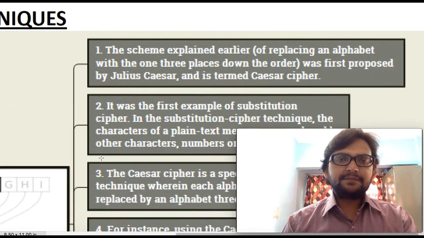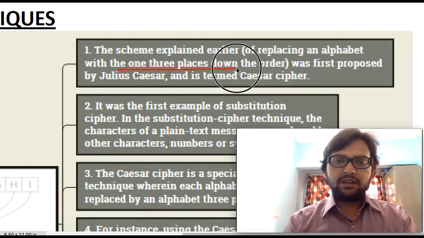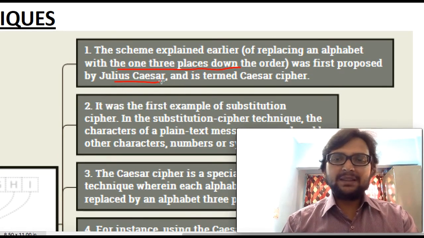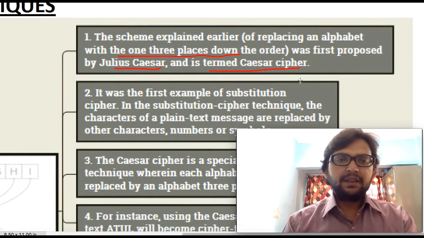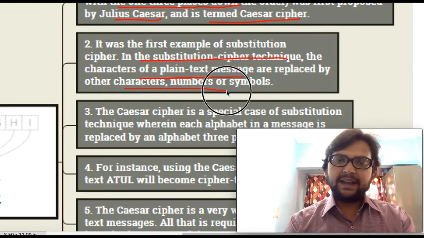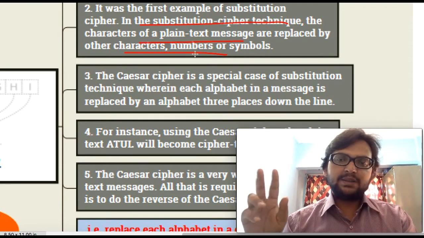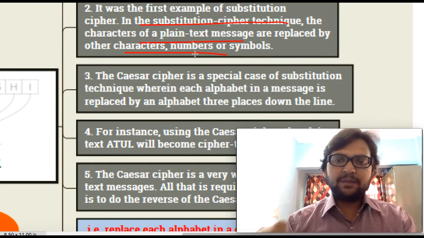As you can see, the scheme explained earlier, of replacing an alphabet with the one three places down the order, was first proposed by, now we don't need to remember this name, his name was Caesar, and that is the only reason we termed it as a Caesar Cipher. It was the first example of substitution cipher. In the substitution cipher technique, the characters of a plain text message are replaced by other characters, numbers or symbols. So we now started replacing characters with numbers and symbols. But when it was first invented, we used to substitute one alphabet with a second alphabet only.